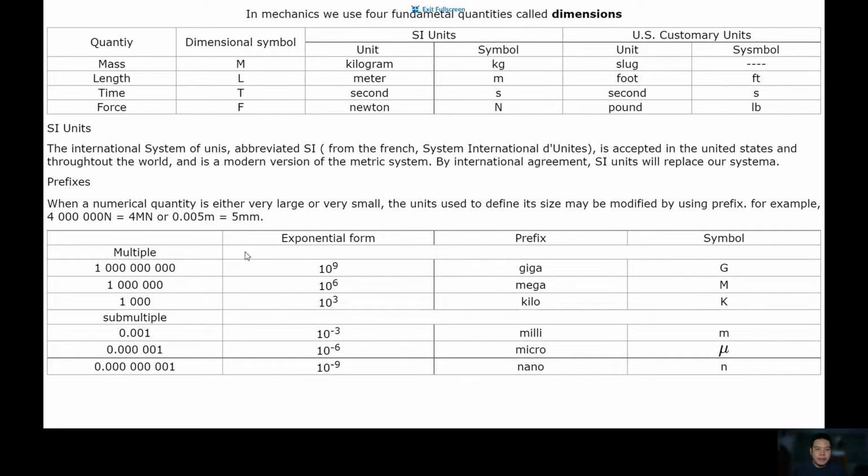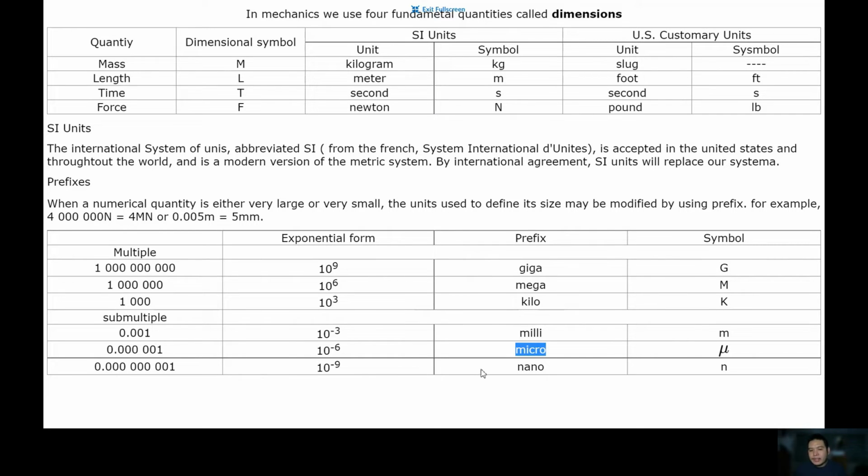prefixes, and their symbols. So for multiples of billions, we have giga. Millions, we have mega. Thousands as kilo. And for sub-multiples, we have 0.001, or 10 to the power of -3, in which case we call that one milli. Micro, if we have 6 decimal places, and nano for 9 decimal places.